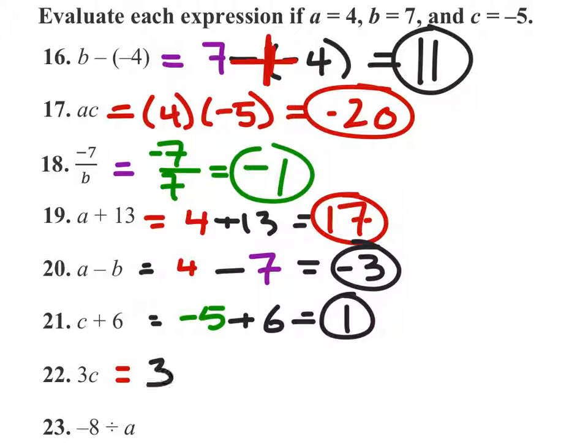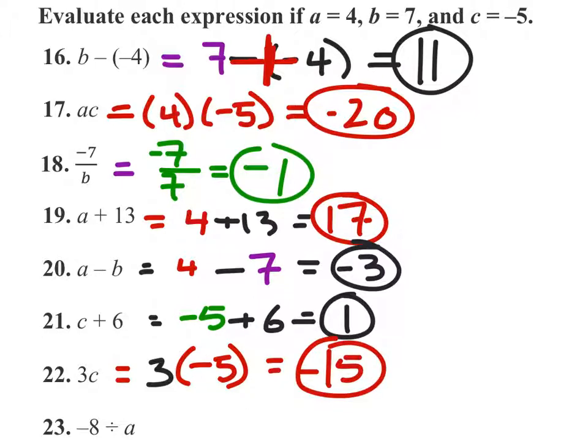22 is 3 times C. The C value is negative 5 up in there. 3 groups of negative 5 would give us? Negative 15. And 23, negative 8 divided by A, which is 4. Negative 8 divided by 4 is? Negative 2.